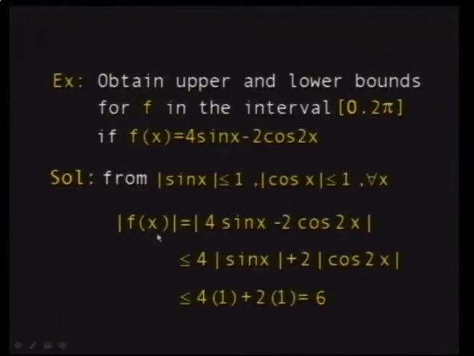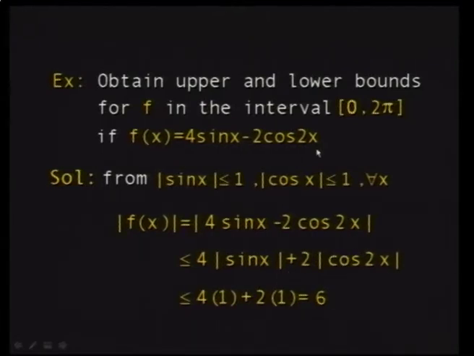And therefore, the modulus of f of x is equal to the modulus of this expression here. But the modulus of a minus b is less than or equal to the modulus of the first expression plus the modulus of the second expression. Now, the modulus of the first expression here is the modulus of 4, which is 4, times the modulus of sine x, plus 2 times the modulus of cosine 2x.